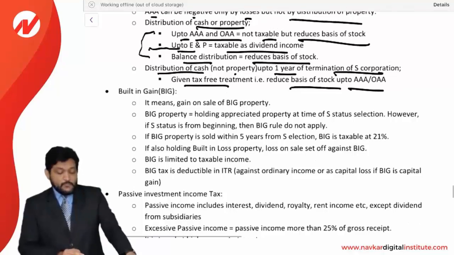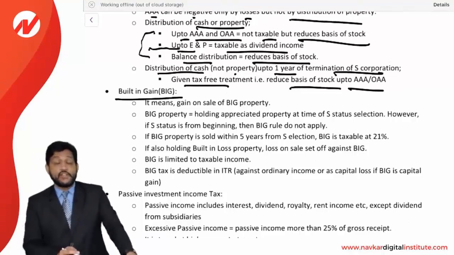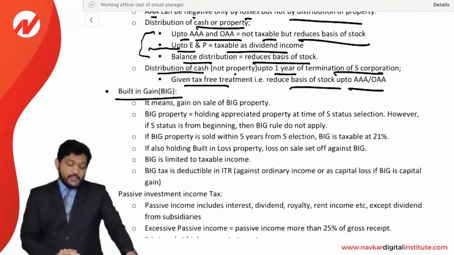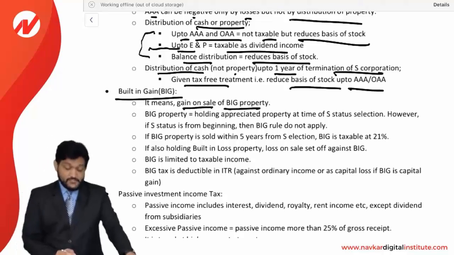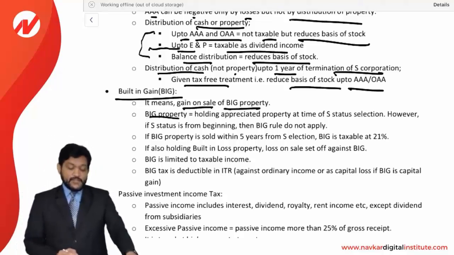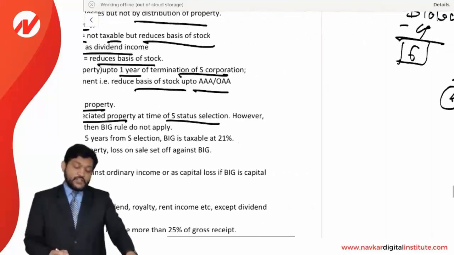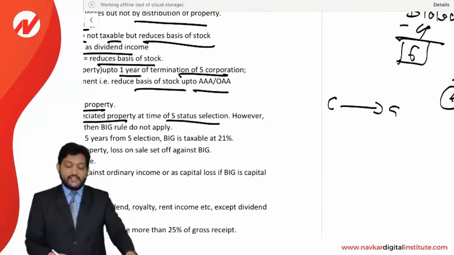Now, built-in gain. This rule we have already seen in the time of partnership. So there is a built-in gain rule. It means a gain on the sale of a built-in gain property. Now what is a built-in gain property? It means holding appreciated property at the time of S status election. Let us say a corporation was previously a C status and now they moved to an S status.